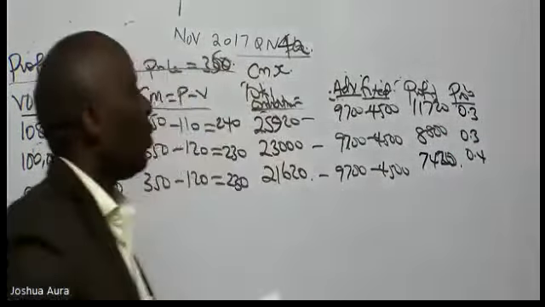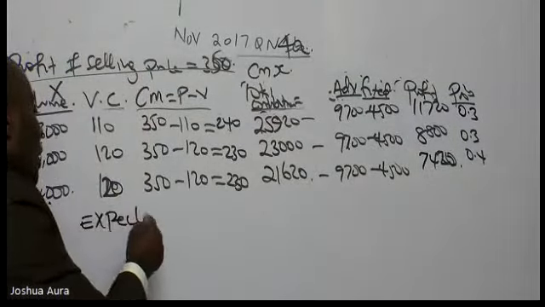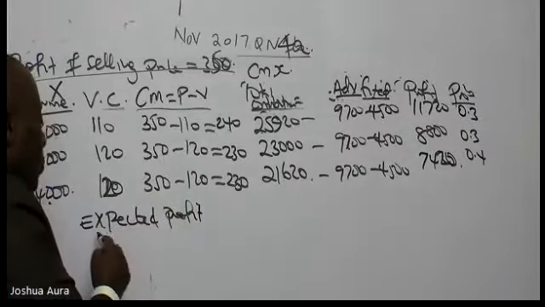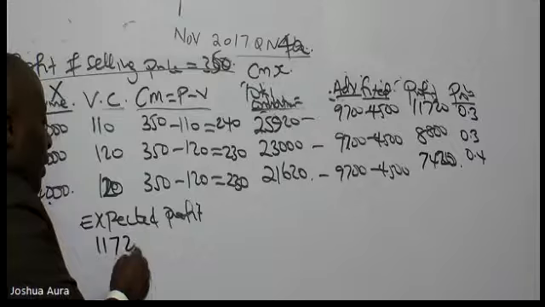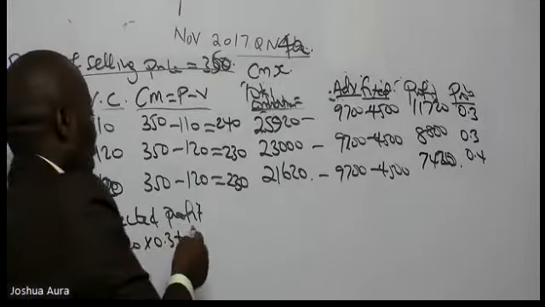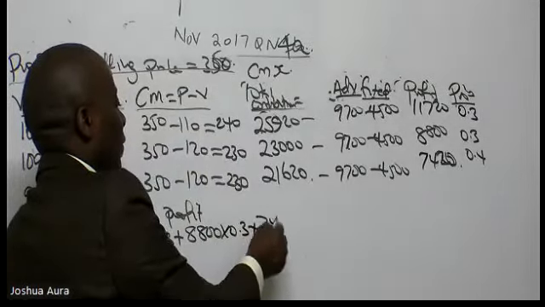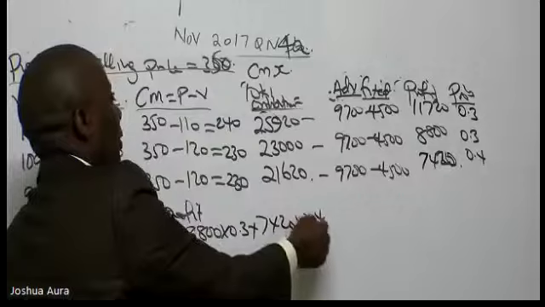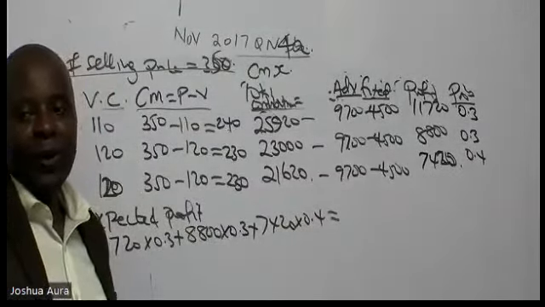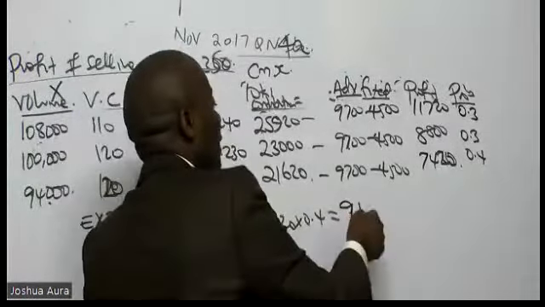Ladies and gentlemen, what I would want us to do very first is to ascertain the expected profit, the average profit. So the average profit there will be 11,720 times 0.3 plus 8,800 times 0.3 plus 74.20 times 0.4, which gives us what figure at the end of the day? 91.24. Yay! And I remember that there are students who got this 91.24.